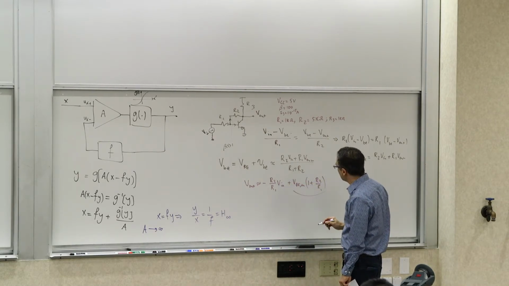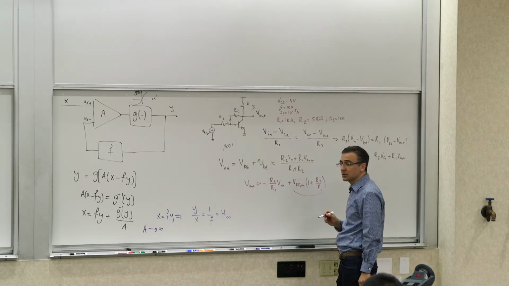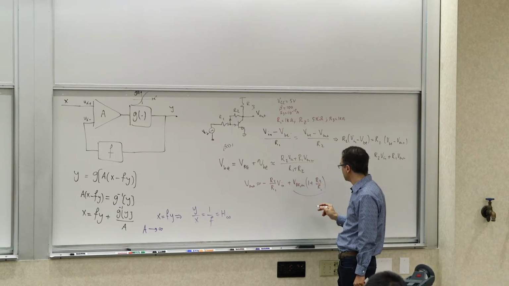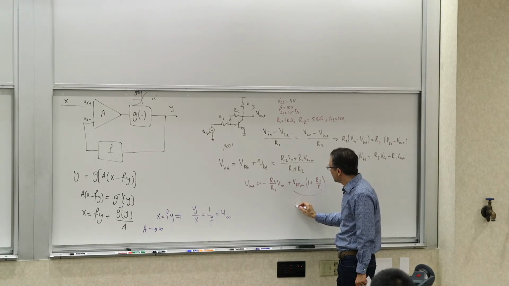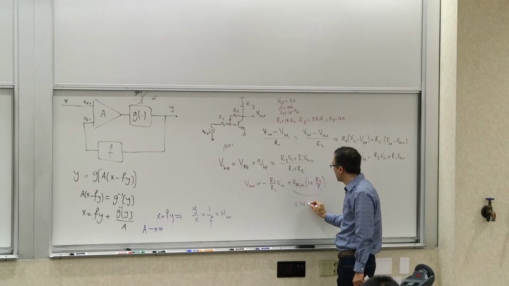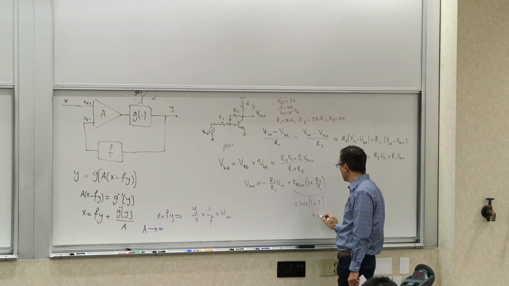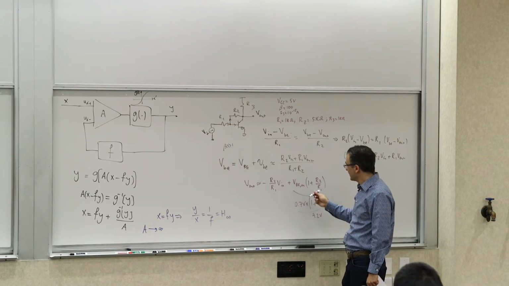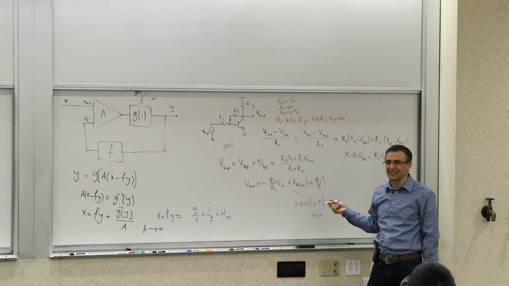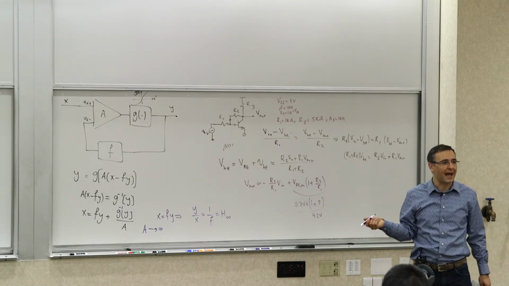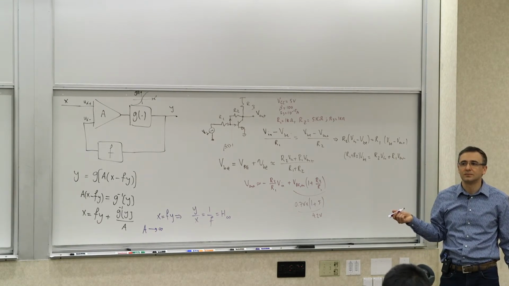Now, if you take these and calculate this quantity, VBE on times 1 plus R2 over R1, it's going to be, let's say, 0.7 volts times 1 plus 5. So it's 6 times 0.7, so it's 4.2 volts. So this equation, our approximation, predicts an offset of 4.2 volts and a linear dependence.